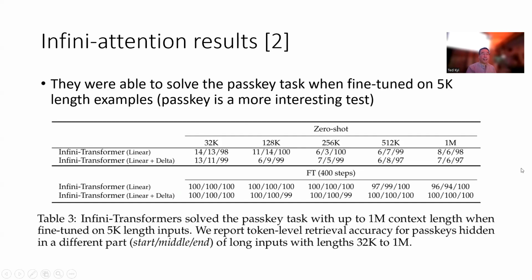So there's this passkey task, where you basically have some string and you hide it in a really long string. So you're like, apple, banana, guitar, violin, apple, banana, guitar, violin. You say this like 50,000 times, and then you say, hey, the passkey is 1, 2, 3, 4, 5, 6. Remember this. Apple, banana, violin, guitar, apple, banana, violin, guitar.